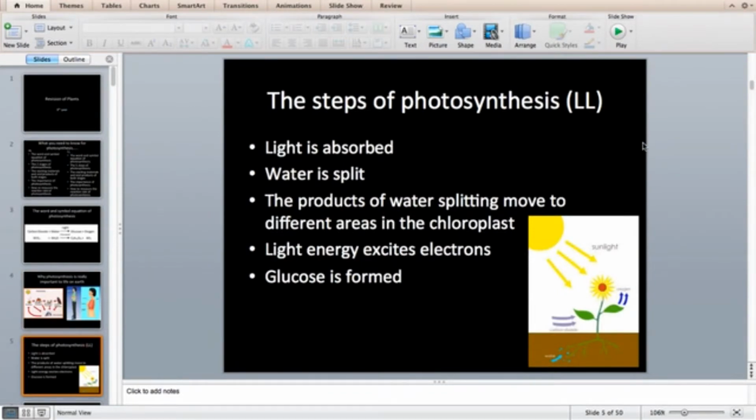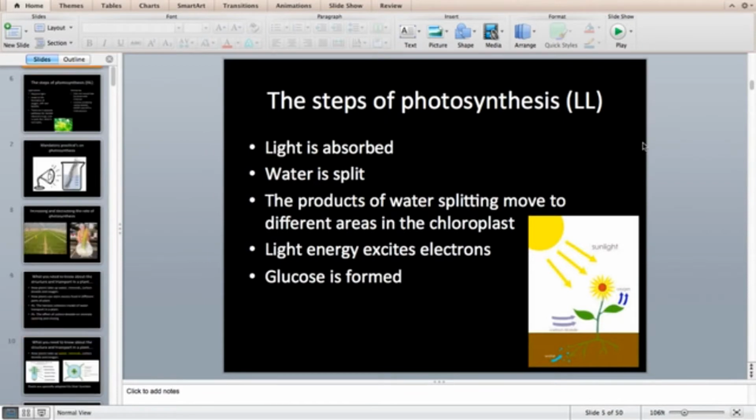Now, there's steps of photosynthesis for ordinary level. You need to know that light is absorbed through the chlorophyll pigment. Water is split into 3 different products: protons, electrons, and oxygen. The products of water move to different areas in the chloroplast, and they go on for different functions. Light energy excites electrons and glucose is formed. So that's enough for ordinary level. Just please learn off the 3 products of the water splitting, which is your protons, your electrons, and your oxygen.